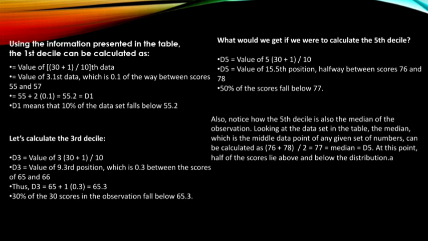Also, notice how the fifth decile is also the median of the observation. Looking at the data set in the table, the median, which is the middle data point of any given set of numbers, can be calculated as (76+78)/2, which is equal to 77, equal to the median, which is equal to D5. At this point, half of the scores lie above and below the distribution.